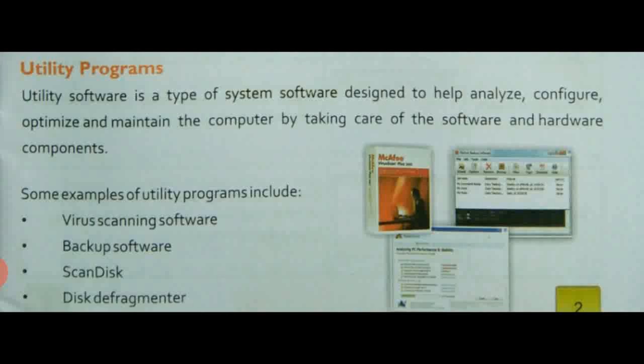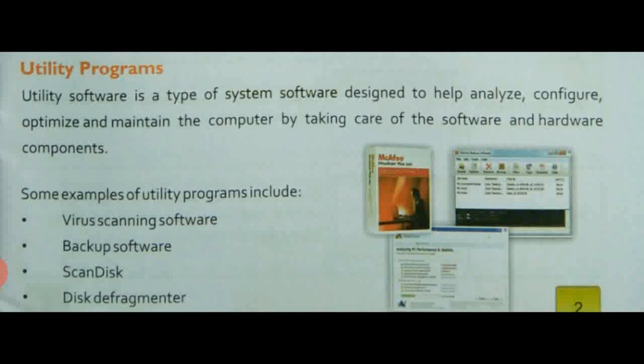Now, next one is utility program. Utility software is a type of system software designed to help analyze, configure, optimize, and maintain the computer by taking care of software and hardware components. See, already we've seen a little bit before about utility programs. It is a service provider. Now, what is the use of a utility program? It analyzes, configures, optimizes, and maintains the computer by taking care of software and hardware components. It is just like a supporter, just like a service provider.